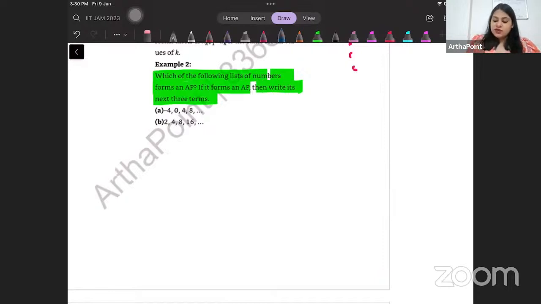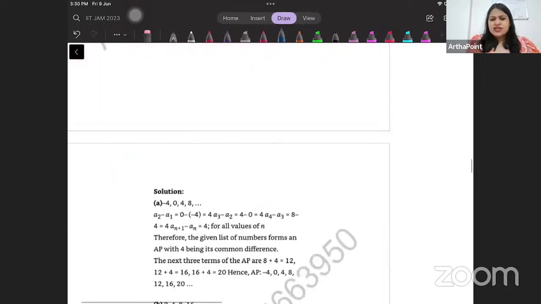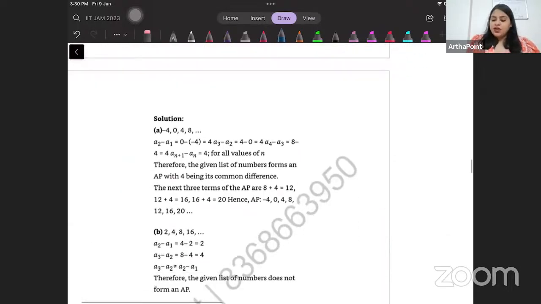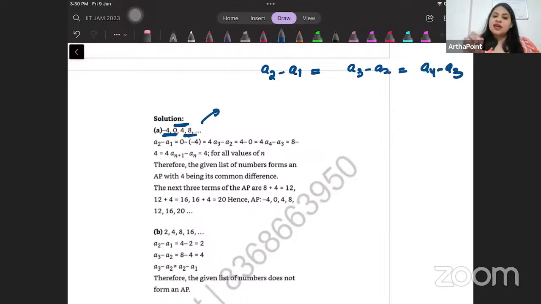So the first is given to you as -4, 0, 4, 8, and so on. We can also see that this is an AP, but we can also verify. How do you verify this? If A2 minus A1, the difference between these two, is equal to A3 minus A2, is equal to A4 minus A3, that means that they are in AP.